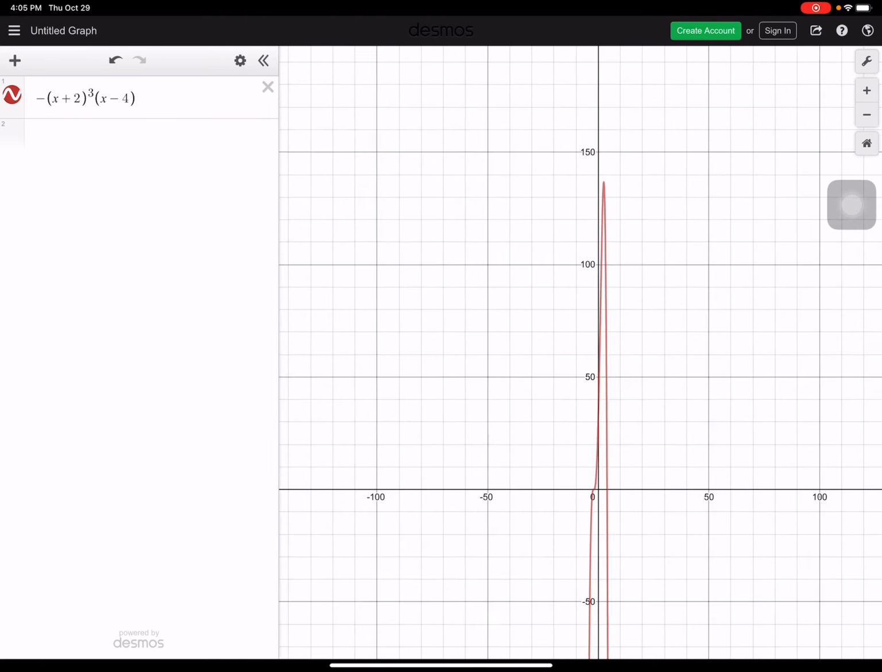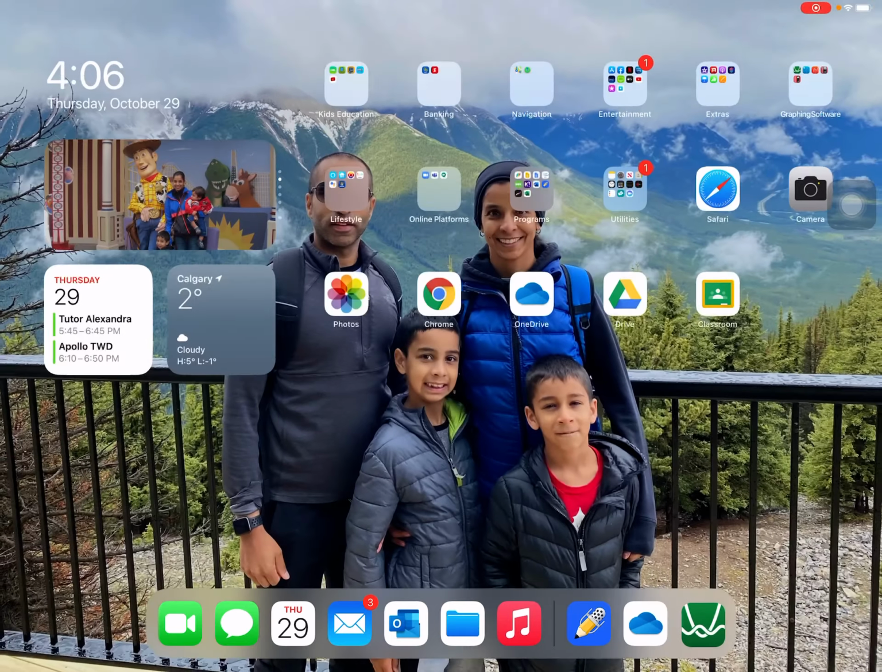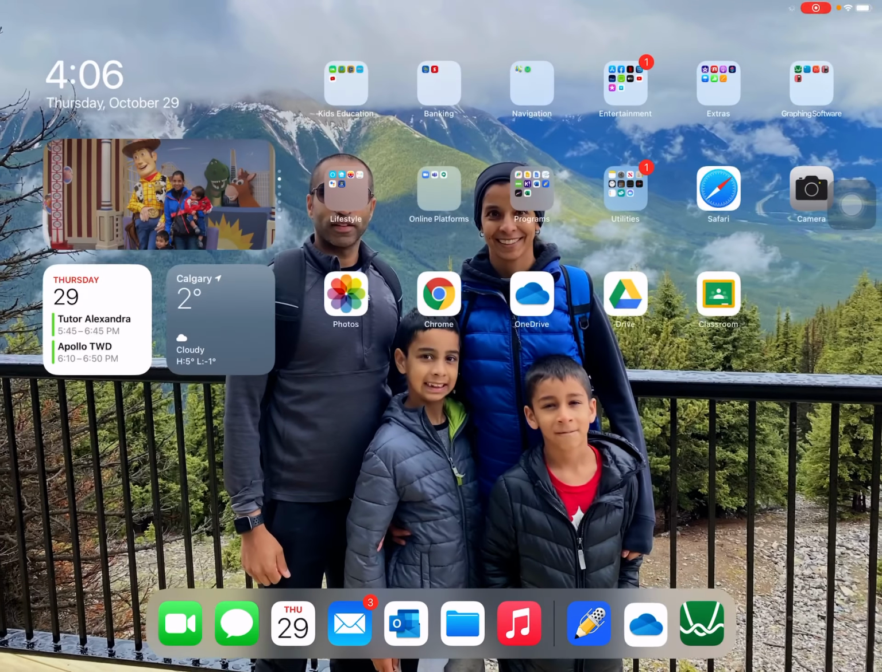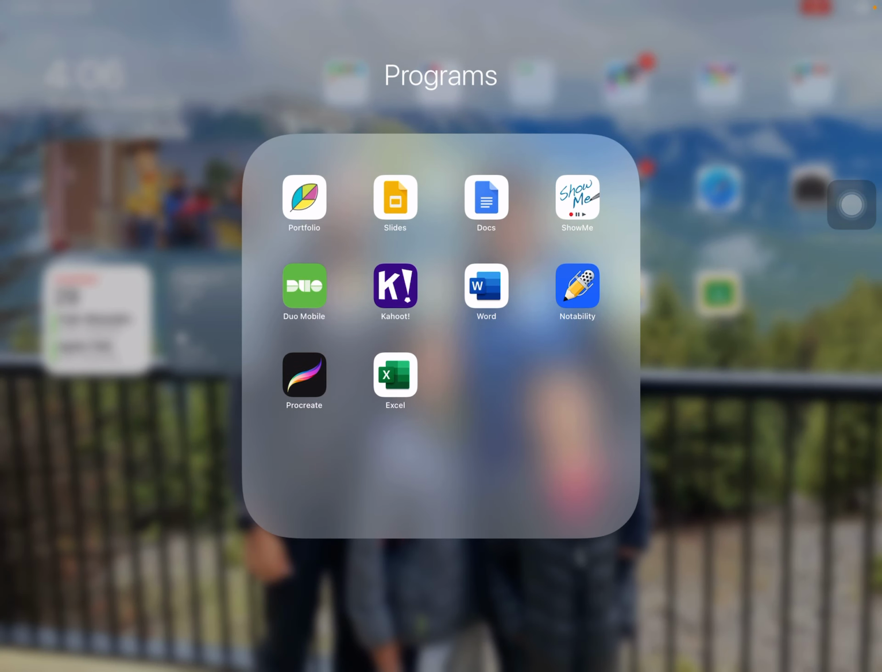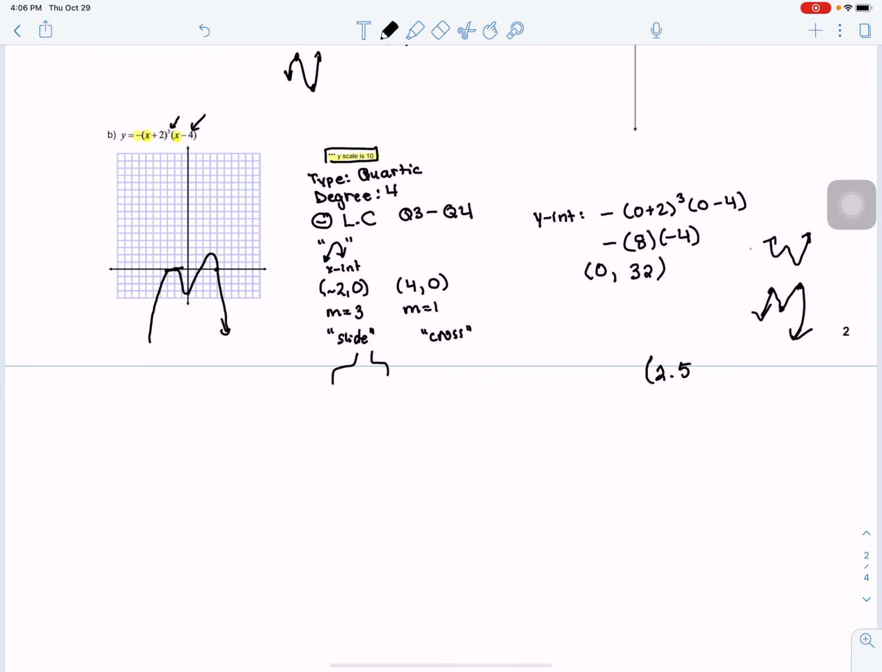Now the value of these bumpies, we might as well get them when we're here. It's 2.5 and approximately 137. So I'm just going to go write that back down. 2.5 and 137. 2.5 and 137 is a bump. I'm going to erase this because I plotted my y-intercept wrong, which is why I'm having trouble figuring it out here.